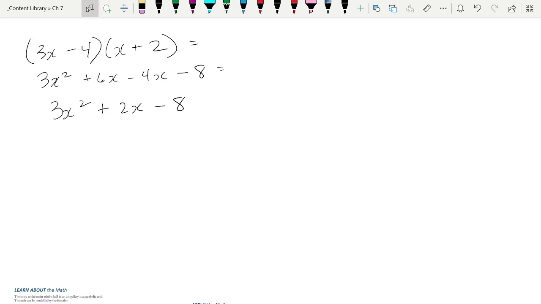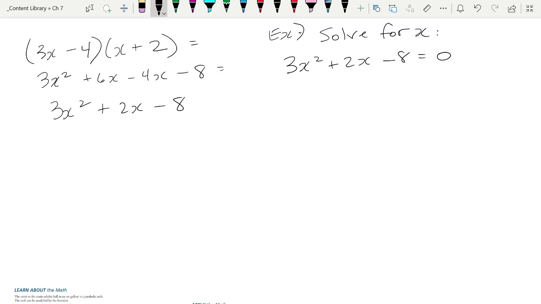So our example actually is, solve for x, and the equation is 3x squared plus 2x minus 8 equals 0. So let's pretend like we don't know those are the factors. How would we find them?